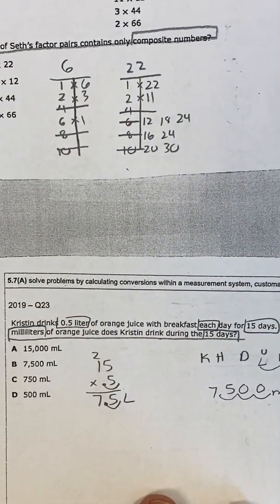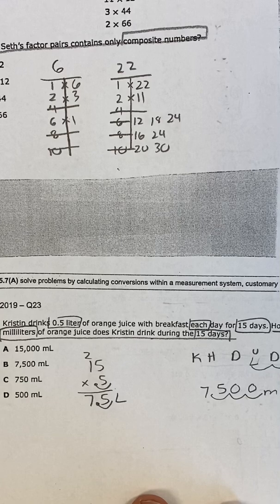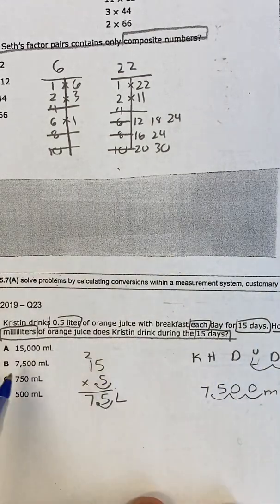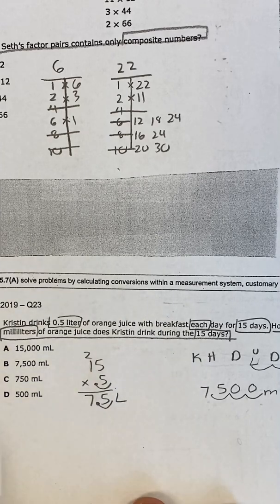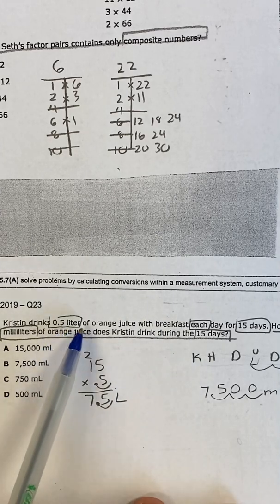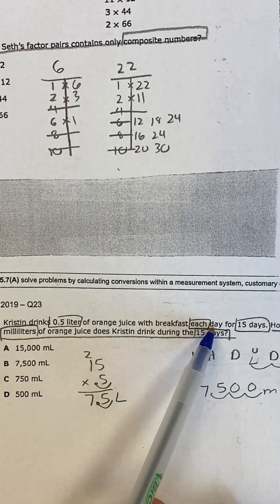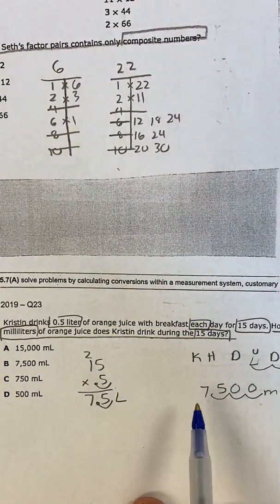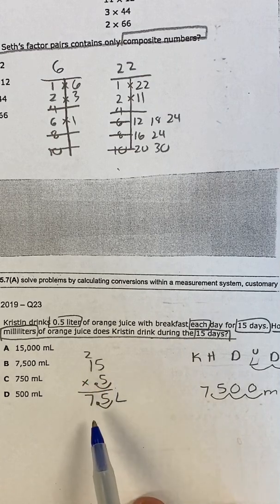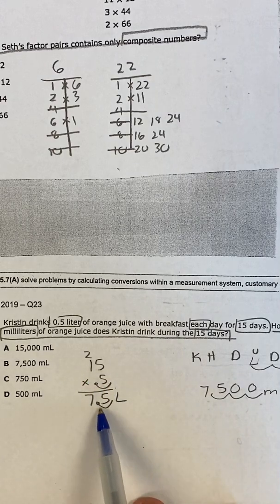All right, for number 23, the question wants to know how many milliliters of orange juice does Kristen drink during the 15 days? So she drinks 5/10 of a liter each day. So that's in the question, giving me a clue I should multiply. So I multiply 15 times 5/10. That gives me 7 5/10.